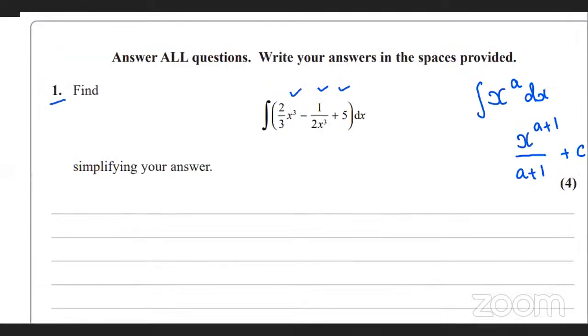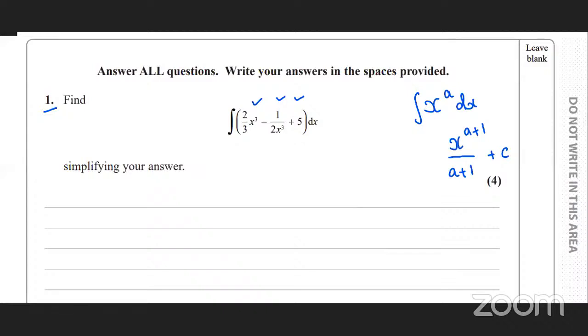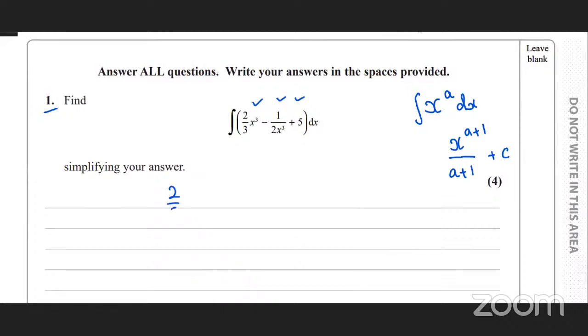All right, so we will get 2 by 3 x cube will become x to the 4, and we need to divide it by the new power, that is 4. So this is the integral of 2 by 3 x cube. Then we have minus 1 by 2 x cube. Okay, so x cube is in the denominator. When I bring it in the numerator, I will write it as minus 3, plus 1. The new power is minus 2. So I will divide it by minus 2.